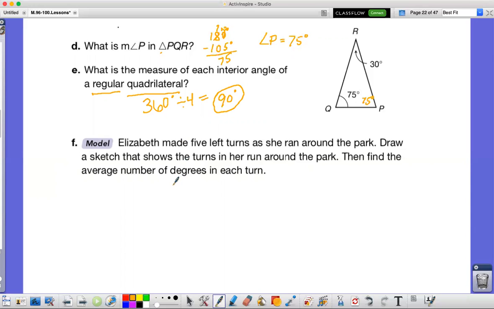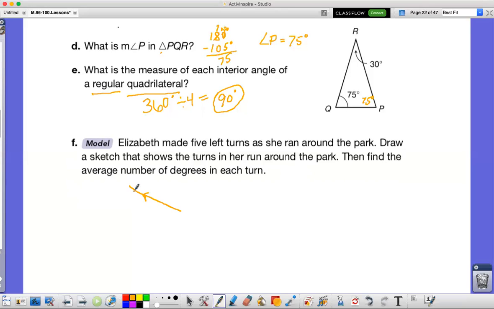Letter F. If Elizabeth made 5 left turns as she ran around the park, draw a sketch that shows the turns in her run around the park and then find the average number of degrees in each turn. I'll give you guys the sketch. So let's say she starts out by going this direction. So here's the direction she's going.